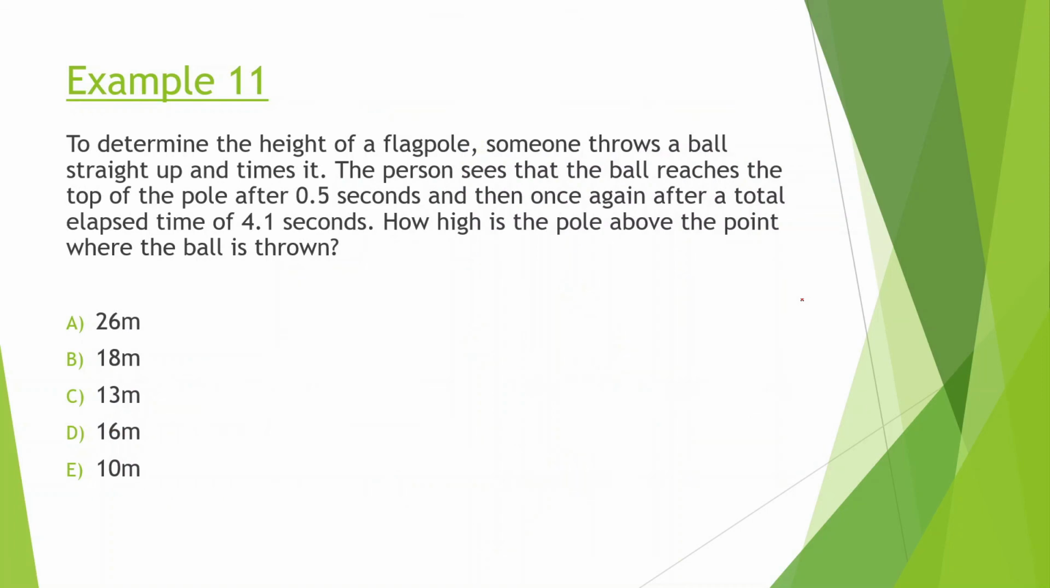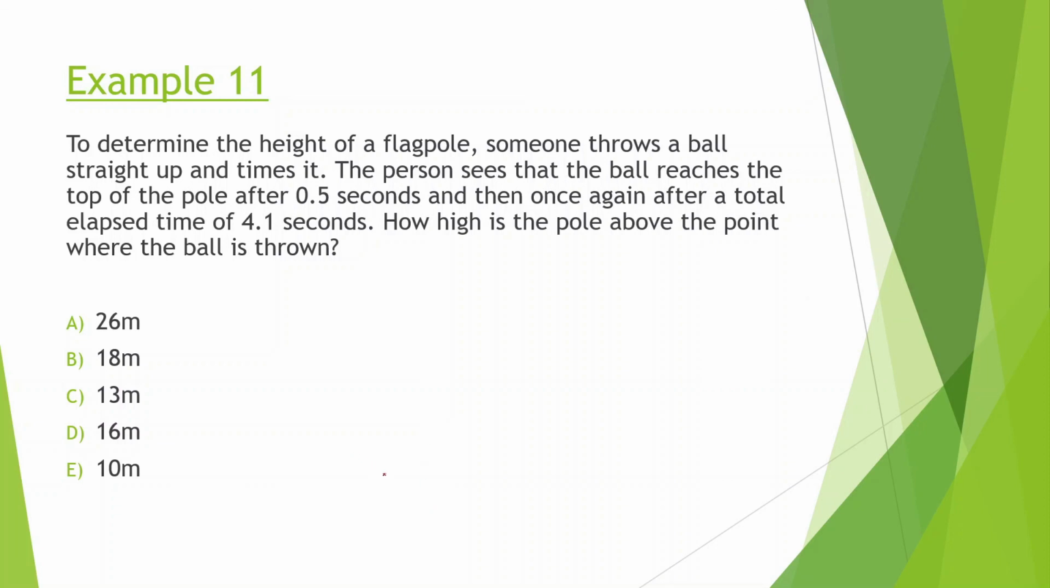All right, let's look at this. This one's a little bit more challenging as well. To determine the height of a flagpole, someone throws a ball straight up and times it. The person sees the ball reach the top of the pole after 0.5 seconds, and then once again after a total elapsed time of 4.1 seconds. How high is the pole above the point where it was thrown?